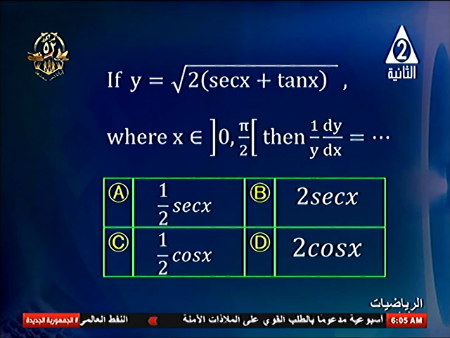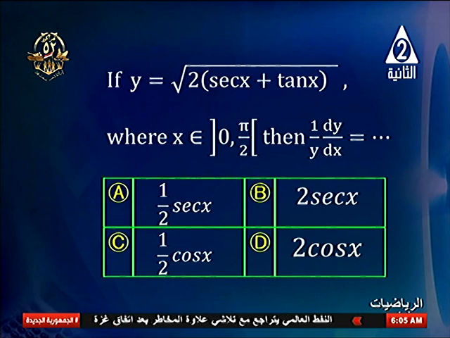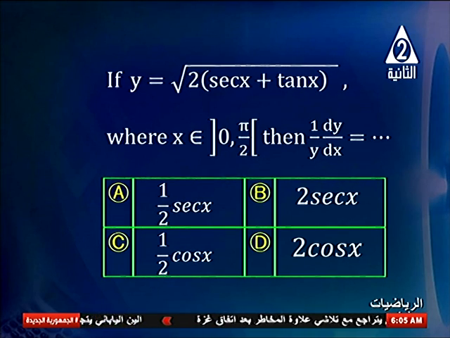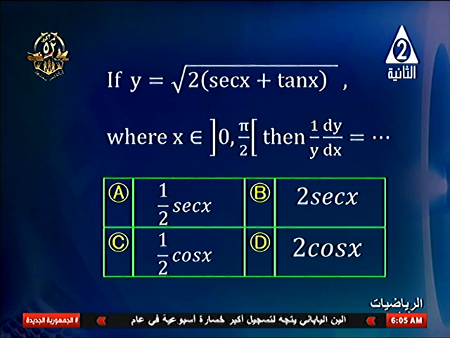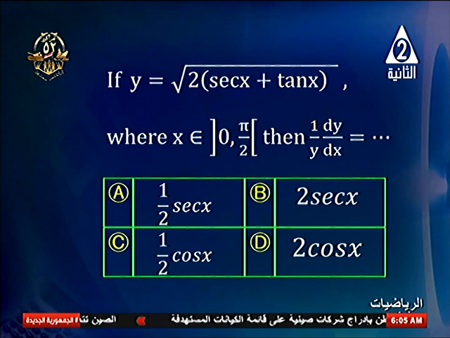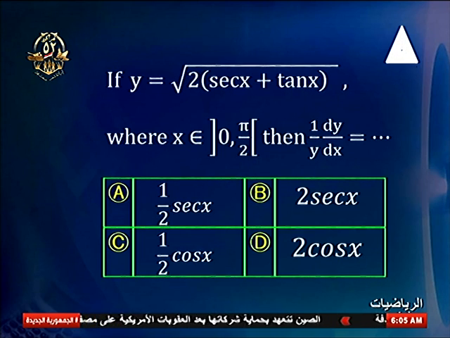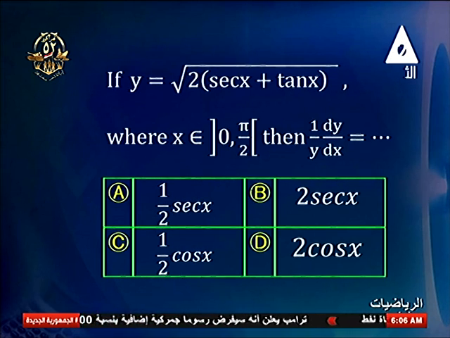Remember, my dear students, the given is y equals the square root of 2 multiplied by sec x plus tan x, and x belongs to the open interval 0 to pi over 2. The required is 1 over y dy over dx. At the first, who can answer: what is the derivative of a square root function? Yes, excellent. It is 1 over 2 root multiplied by the derivative of what is under the square root.